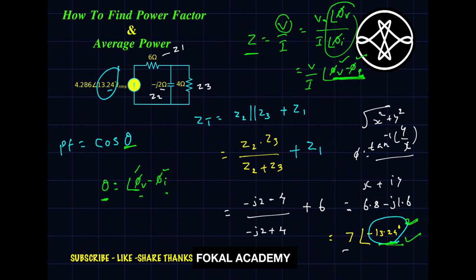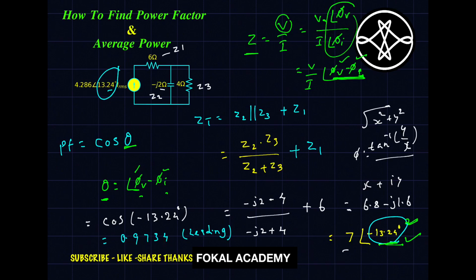Now substitute here: we get cos of theta, that is minus 13.24 degrees. By simplifying this, we will get 0.9734. It is a positive value, nothing but leading. Leading means a capacitor circuit, because the given circuit is capacitive. So this is a capacitive impedance, thus we get positive. Finally, we got the power factor as 0.9734.